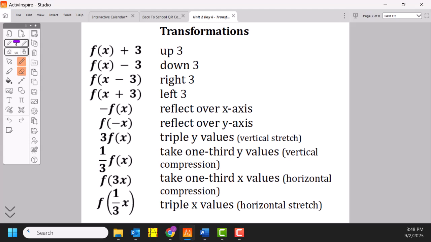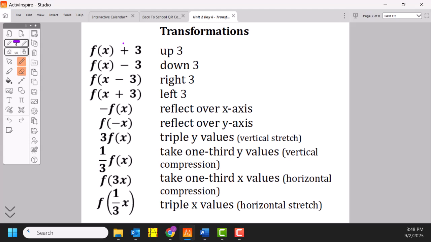So here's a list of transformations. I would ask that you take a second to pause the video, write all these down, get these in your notebook as references. By the time Friday rolls around, I may have a sheet with these printed out, but if I do not, make sure you have these written in your notebook. So let's go over each of them.